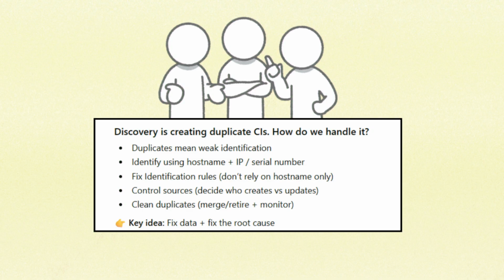Thirdly, we review our CI sources such as SCCM or import jobs. We clearly define the ownership there: which tool is allowed to create CIs and which tools are allowed only to update them. Finally, at number 4, we clean the existing duplicates by merging or retiring them carefully. Many people are going to delete them, but delete is not an option here. And then we set a regular monitoring report to detect new duplicates early. So this is the approach here. In this, we are not just cleaning the data, but we are eliminating the root cause.